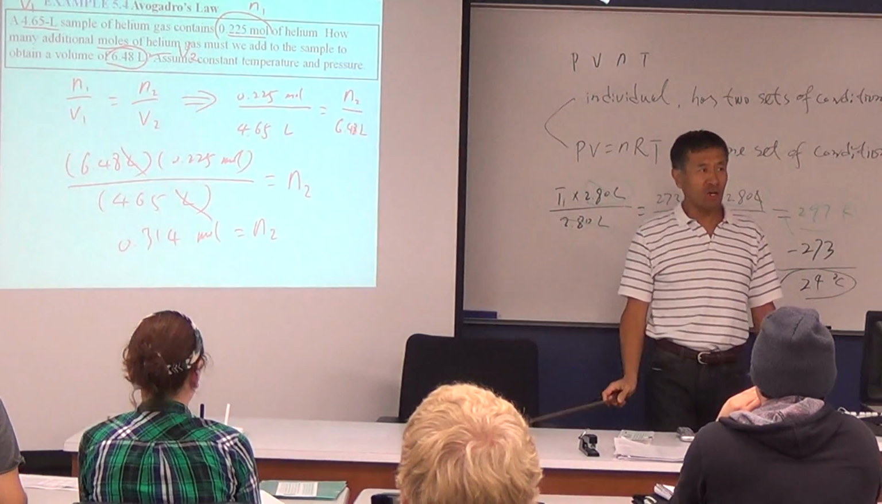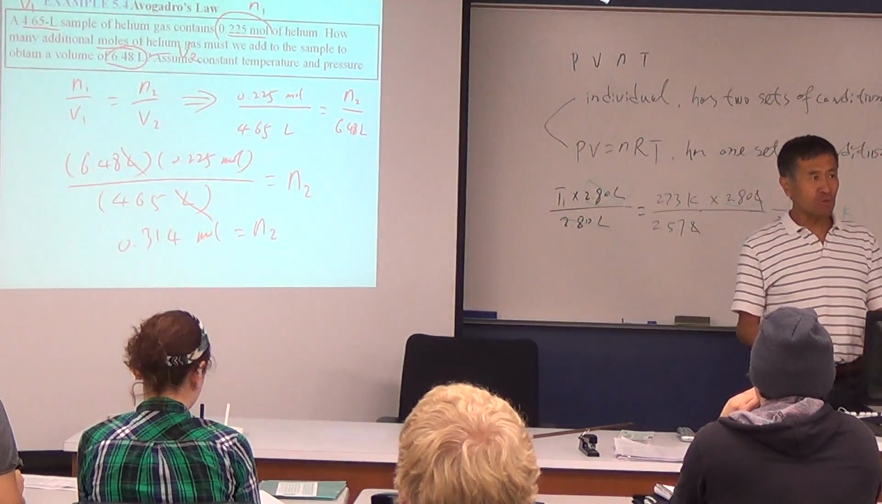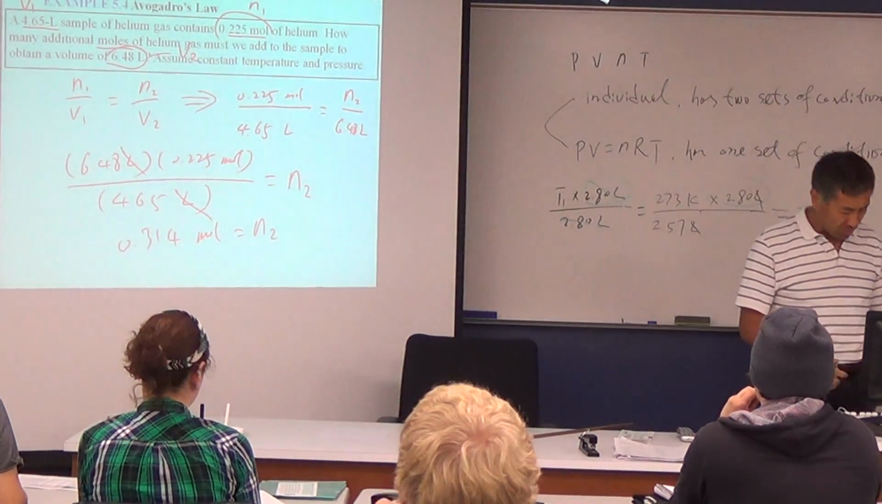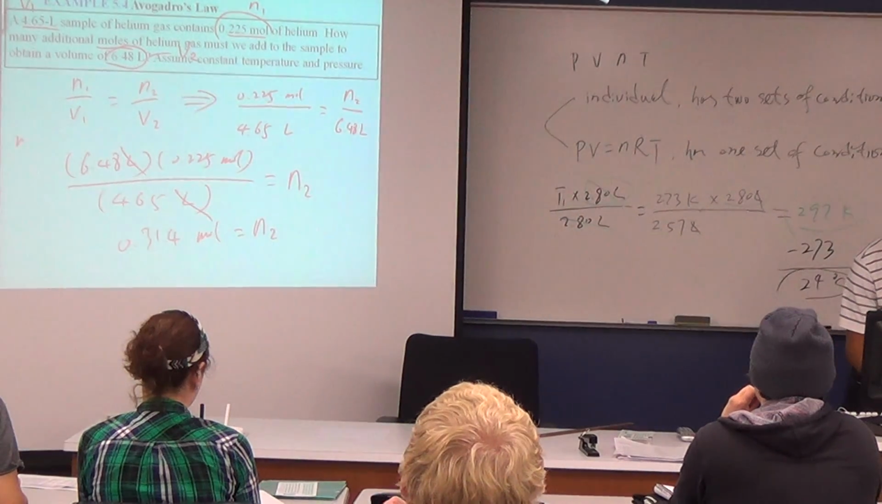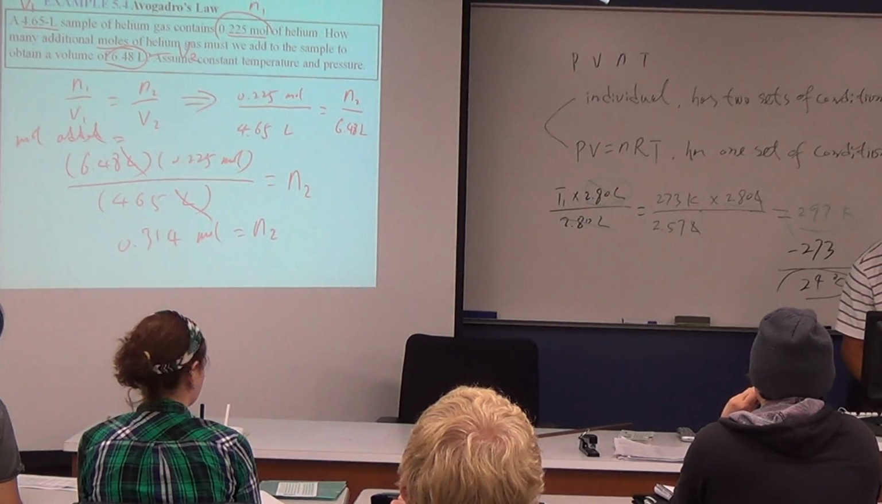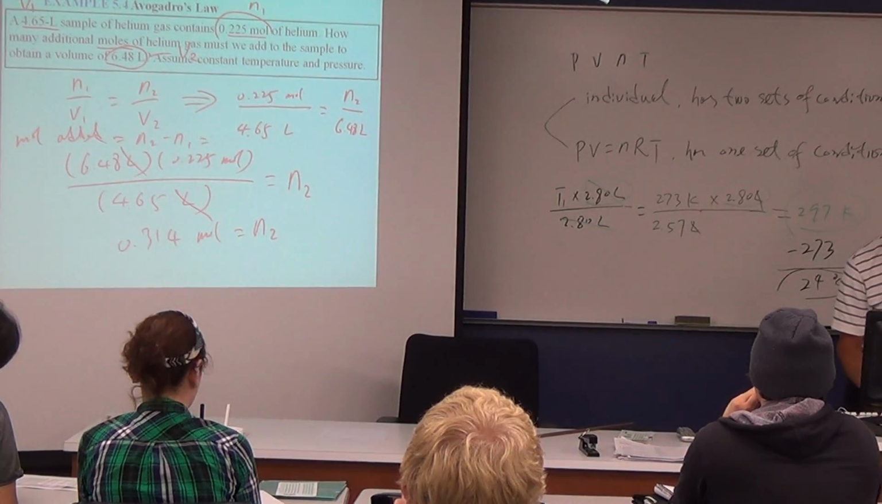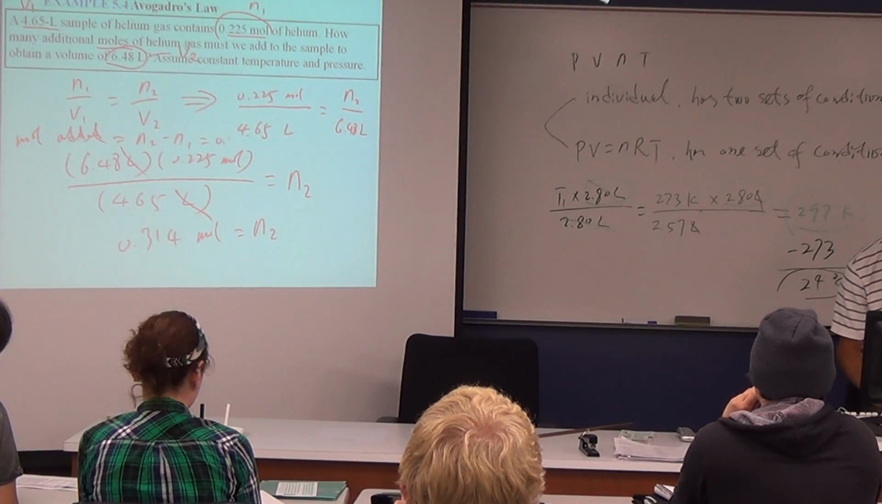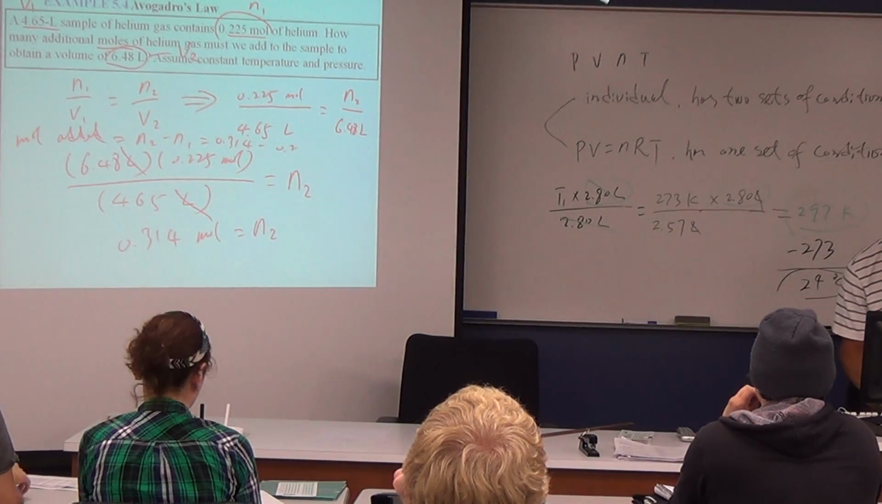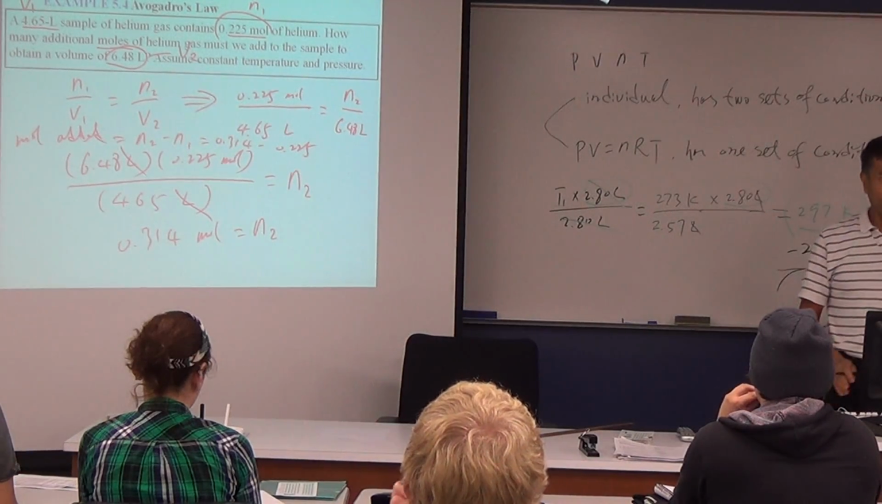So then how do you find out how much gas you added? You find that N2 and subtract the initial. So more added equals N2 minus N1. So that equals 0.314 minus 0.225. So whatever number you get, that's the answer.